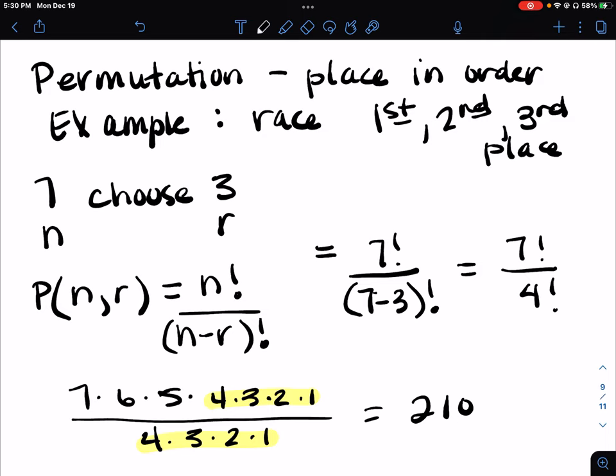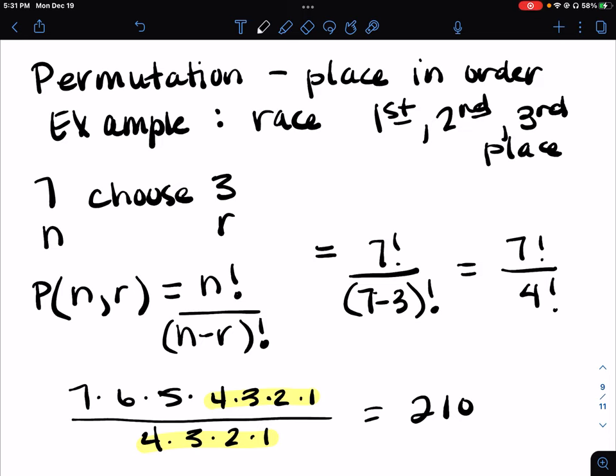A permutation is you place in order. Example, a bunch of people run a race like in the Olympics, and how many ways can you order the first, second, and third place? Well, what if 7 people are running and we're doing 3 places? This is called a permutation. This formula, N is the number you choose from, 7 people. R is 3, the 3 places. Okay, so you plug it into the formula.